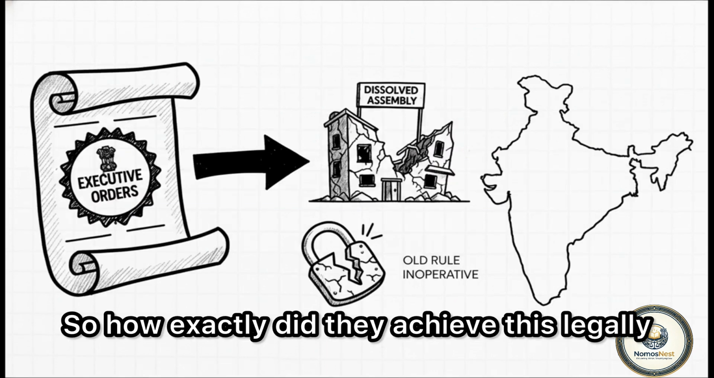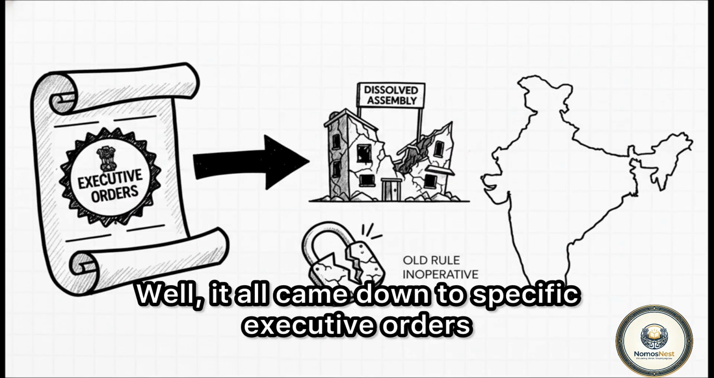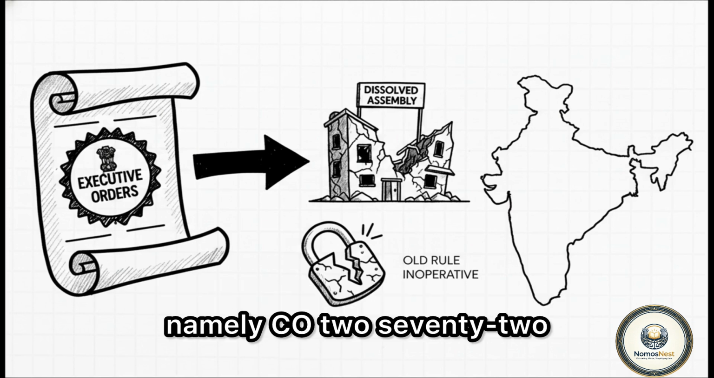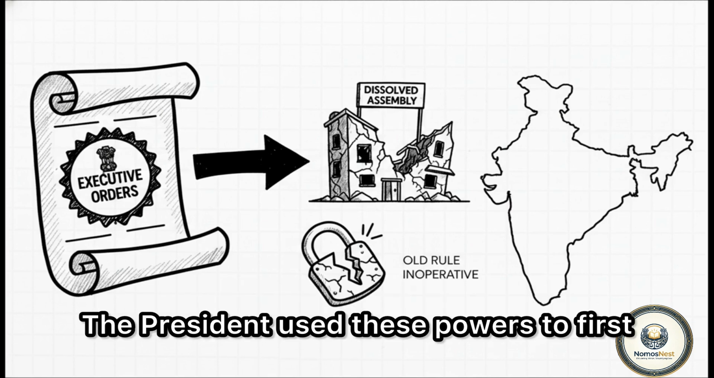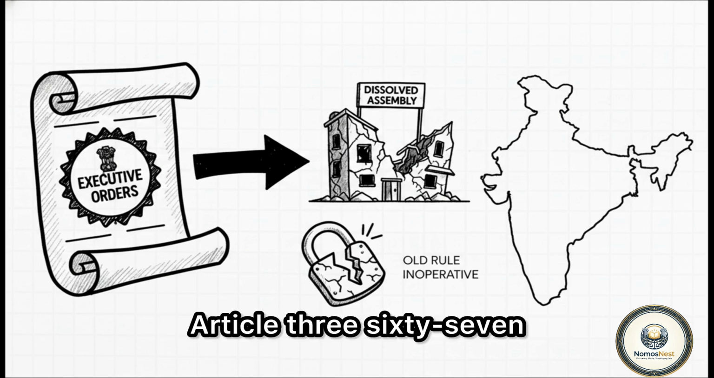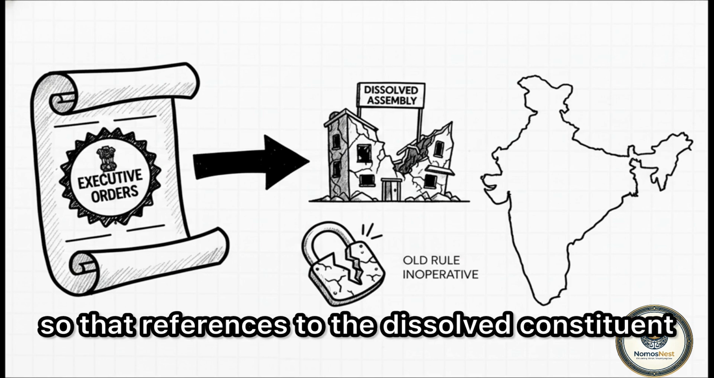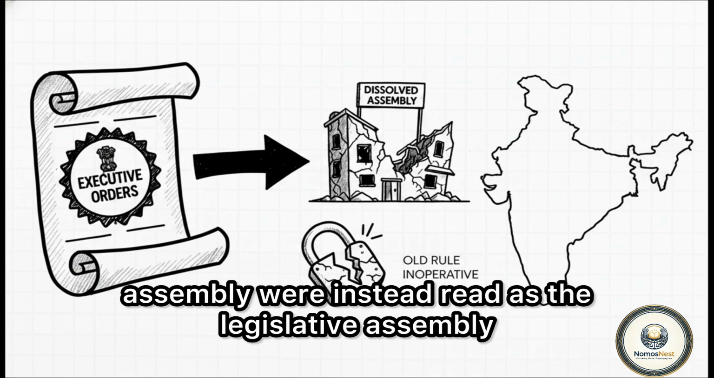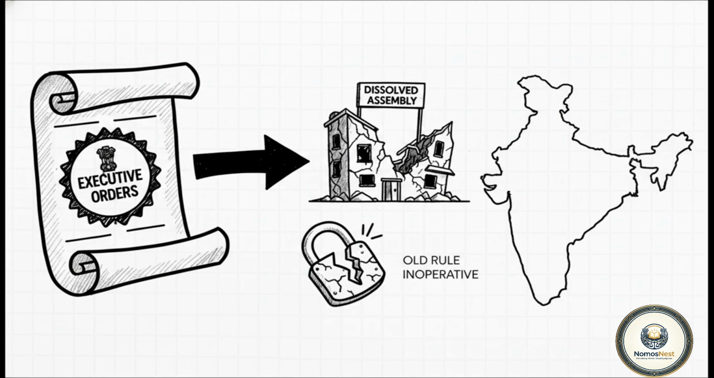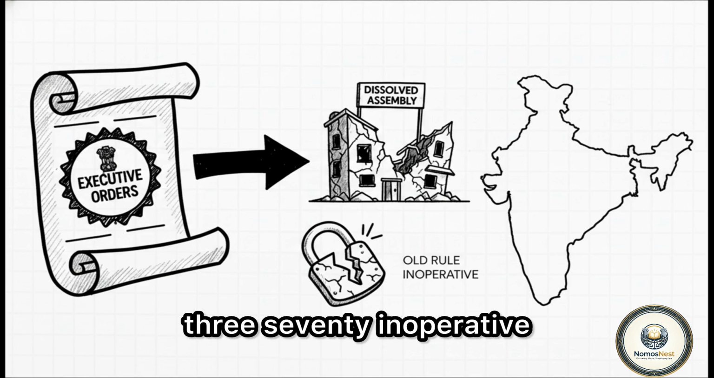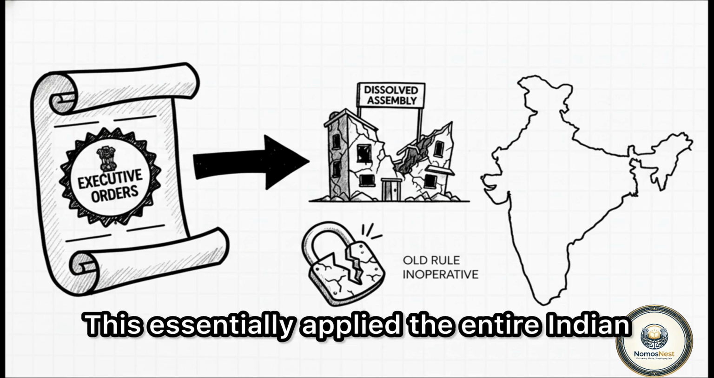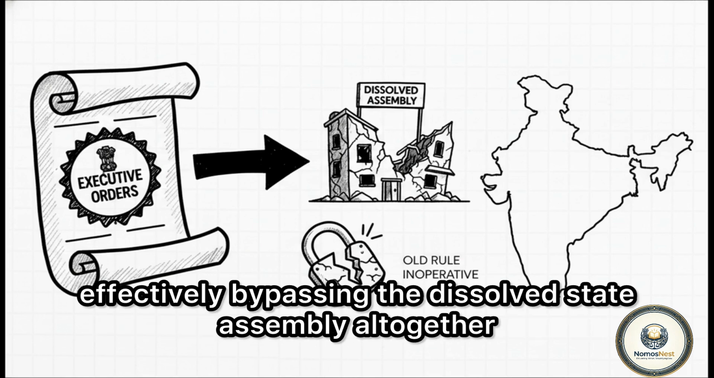So how exactly did they achieve this legally? Well, it all came down to specific executive orders, namely CO 272 and 273. The president used these powers to first tweak the interpretation clause, Article 367, so that references to the dissolved Constituent Assembly were instead read as the Legislative Assembly. After that clever pivot, a declaration was made rendering Article 370 inoperative. This essentially applied the entire Indian Constitution to Jammu and Kashmir, effectively bypassing the dissolved state assembly altogether.